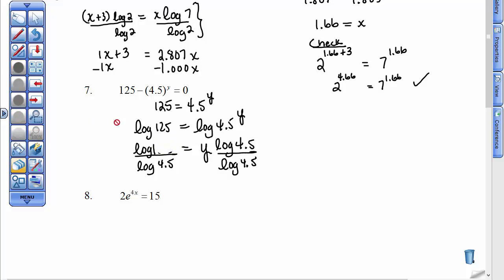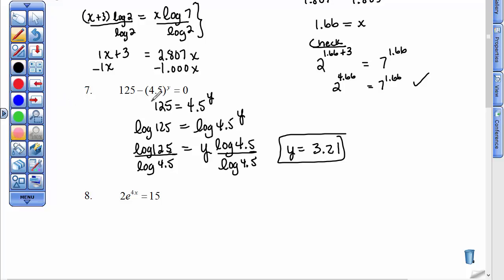This was a little more clear, so I'm going to clean it up. The log of 125 divided by the log of 4.5, and you should find that y is equal to 3.21. Again, check it in this original equation. So take 125 minus 4.5 and raise it to the 3.21 power.